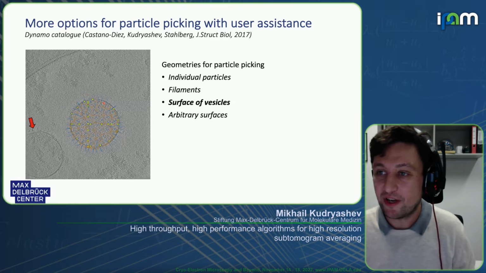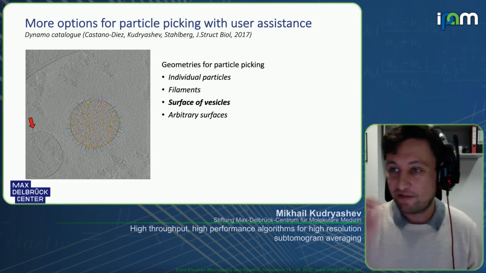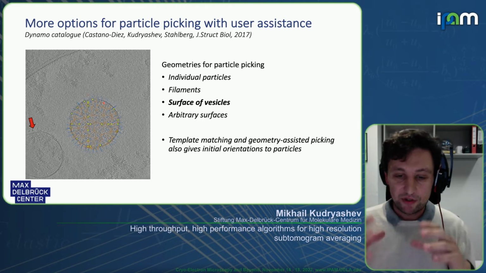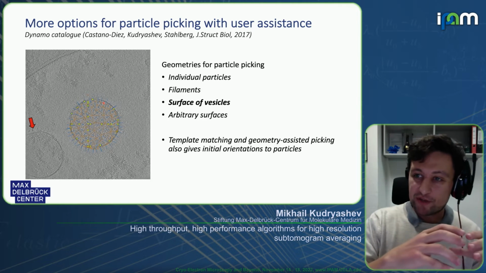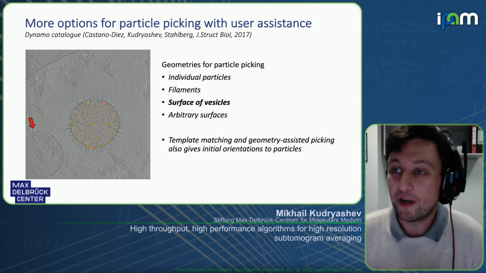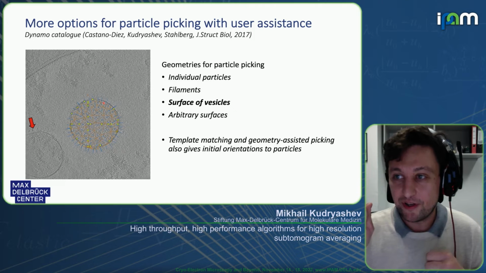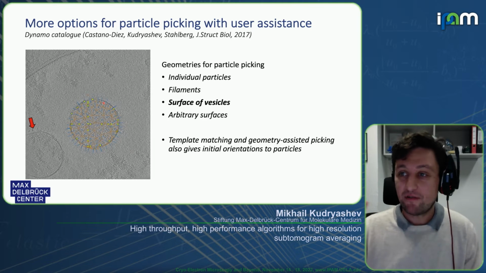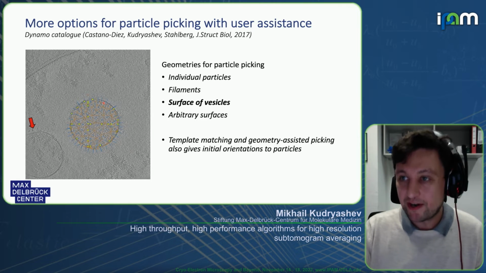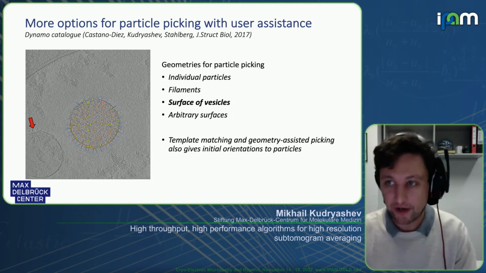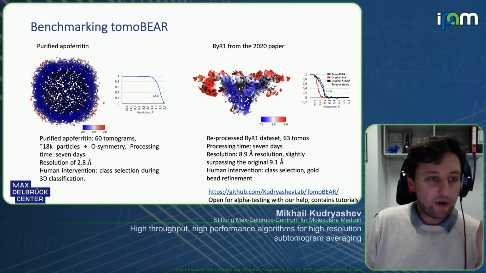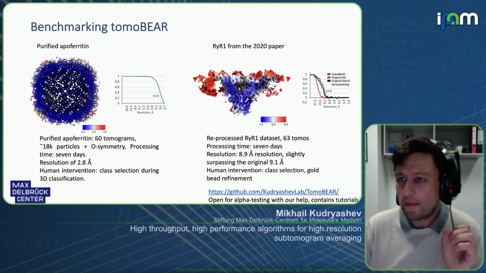And then by rounds of classification, you can classify patches of membrane with your protein or without it, right? So when you do template matching or geometry picking, you would not only have the positions of the particles, so you can extract them, but you can also know the initial orientations of the particles, and this saves you a lot of computational time when you do a fine averaging of your particles to an average, right? So to benchmark TomoBEAR, we recorded a data set of purified human apoferritin.